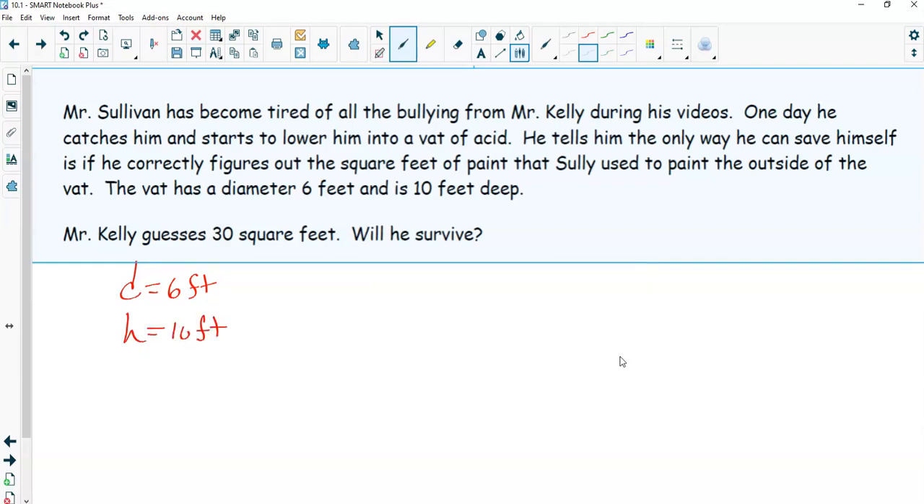Okay, so now that I have that, let's do a little bit of a drawing. So we have a vat full of acid, so we figure it's something like that. It looks like a cylinder, right?